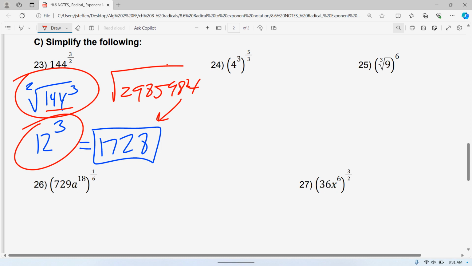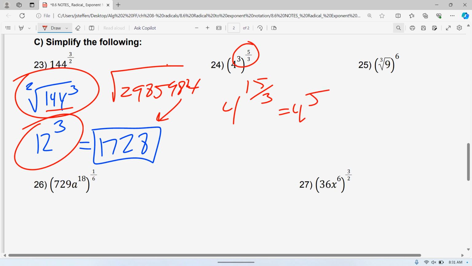Then you'll have problems like number 24, where it's 4 to the 3rd raised to the 5 over 3. Again, I need you to show your work on this, because I'm fully aware you guys could do 4 to the 3rd in your calculator and then do it that way. Honestly, if you want to do that, I guess that wouldn't be the end of the world as long as you show your work. But the way I would do it, multiply those exponents together like we were doing before. That's 4 to the 15 over 3. 15 over 3 is 5, so that's just 4 to the 5th.